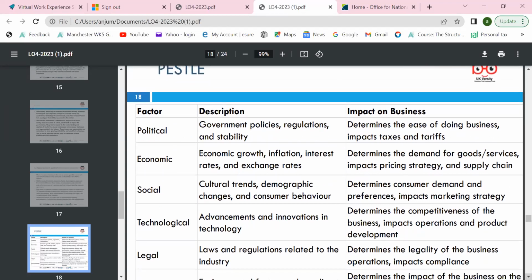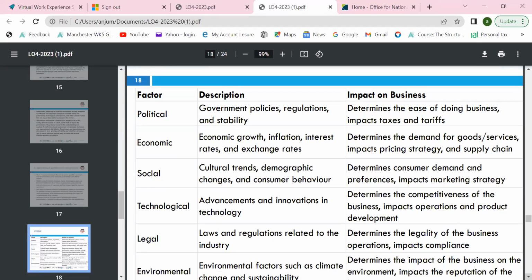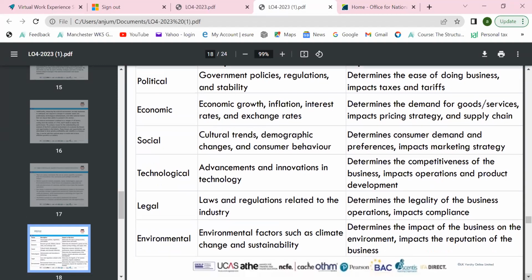Economics: growth, inflation, and interest rates determine the demand for goods and shape pricing and supply chain strategies. Social trends and demographic changes affect consumer demand and preferences, which impact marketing strategy. Advancement and innovation in technology determine the competitiveness of a business and impact operations. Legal: the laws and regulations we can look at related to the industry.